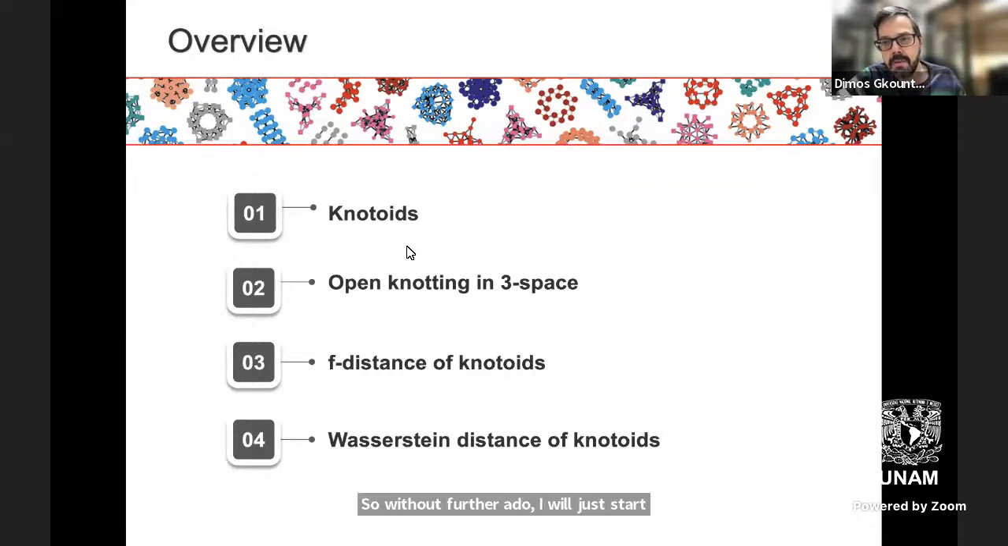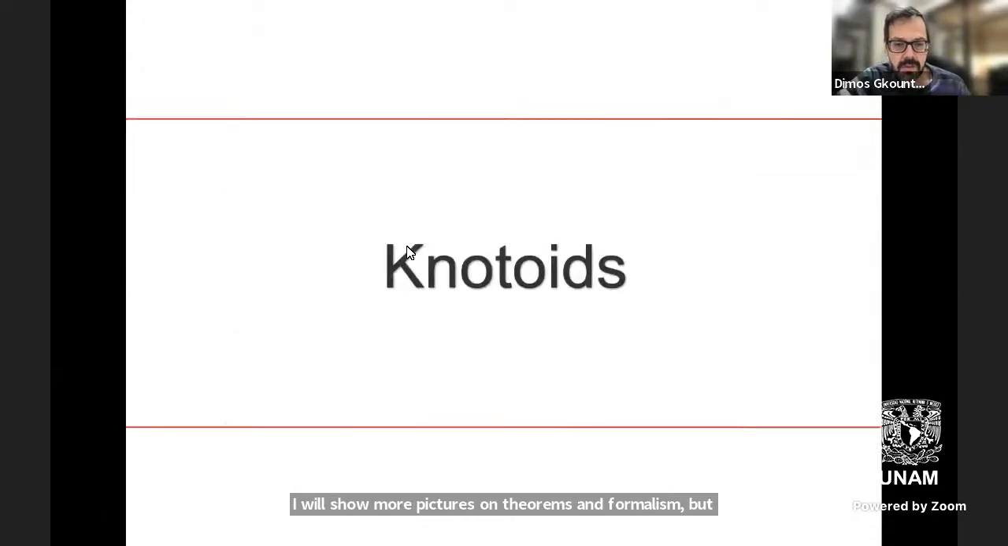I will keep the formalism to a low level because I would like to give you more of an overview of the problems and where new theory is needed. I will show more pictures than theorems and formalism, but I will also include formalism, of course, because we're mathematicians. So let's start with notoids.